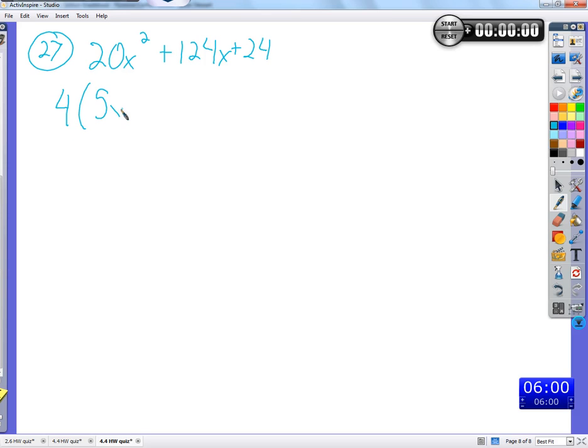Let's start there. 5x squared plus 31x, because 4 goes into 124, 31 times. 31x plus 6. And now we see there's nothing that these all have in common in that new quadratic. This is prime, this is prime, so definitely not.